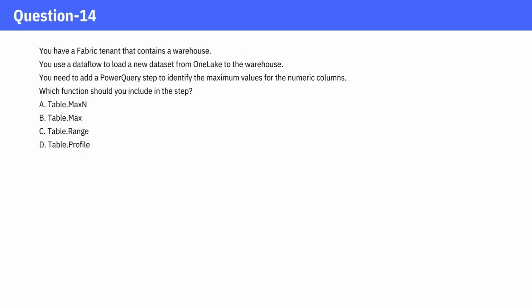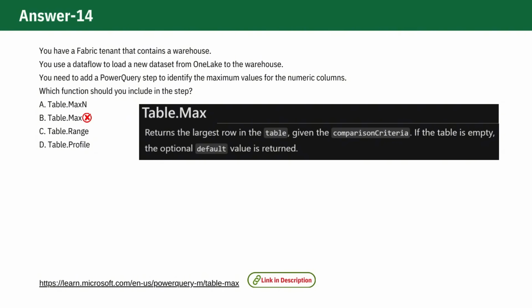The correct answer is Table.Profile. If you said Table.Max, you are wrong. Initially, I also thought Table.Max might be correct, but it's not. Table.Max returns the largest row in the table, given the comparison criteria. It doesn't provide a summary of the maximum values for each numeric column. Notice that the question asks for the maximum values for numeric columns, plural. If it asked for a single column's maximum value, Table.Max could have been an option.